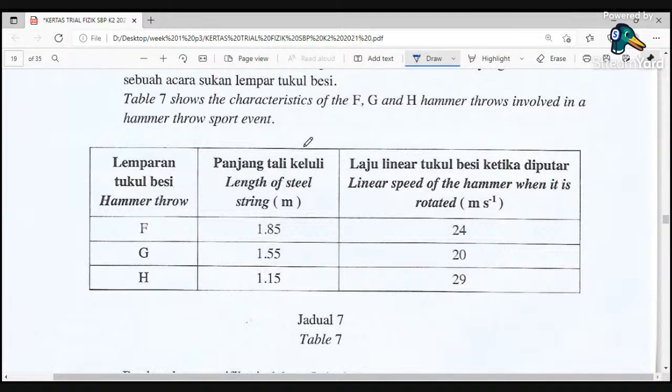Okay, table 7 shows characteristics of hammer throws F, G, H involved in the hammer throw sport event. We have F, G, H, L, length of steel string 1.85, and linear speed when rotated. So the length of steel string actually represents the value of r, because when rotated, the radius of the curvature is equal to the length of the steel string. And then this one is linear speed.